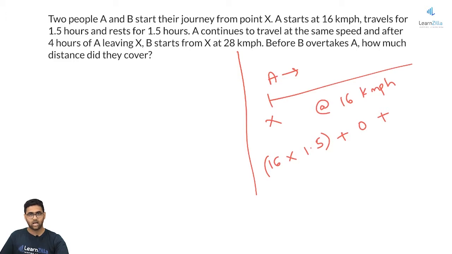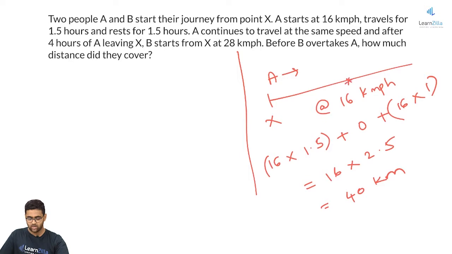So for that 1 more hour, the distance that he'll cover is 16 into 1. So the total distance covered by A before B begins his travel is 16 into 2.5. This is how much? 40 kilometers. So A before B starts would have covered 40 kilometers. Okay. Now when A is at this particular point, B begins his journey.